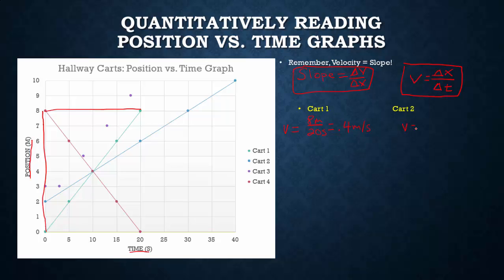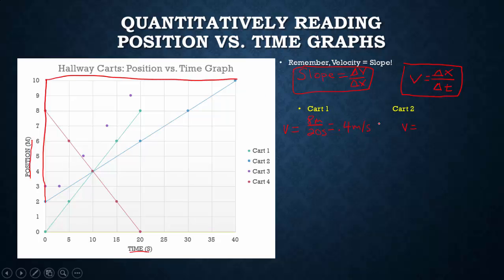I could do the same calculation for cart number 2. Remember, since the slope is smaller, we should end up with a value that is smaller than the slope for cart number 1. So this time we're going to do rise over run for cart number 2. I notice that it starts at a position of 2 and it goes all the way up to a position of 10. I can then go across to get the run. It goes from 0 seconds to 40 seconds.